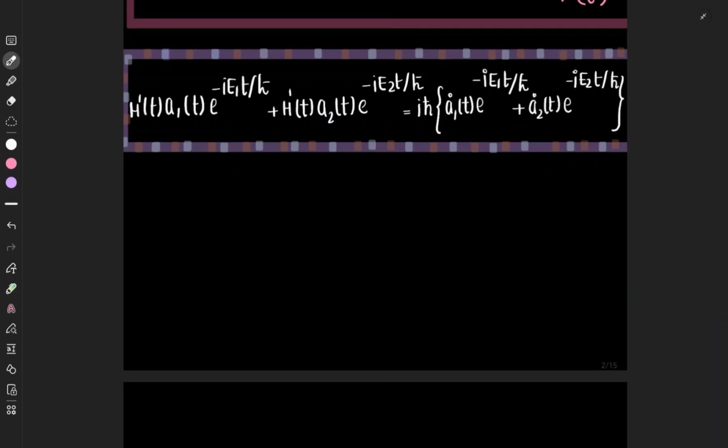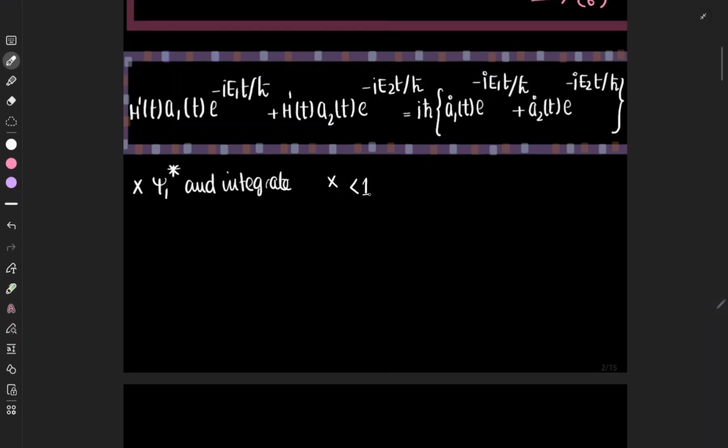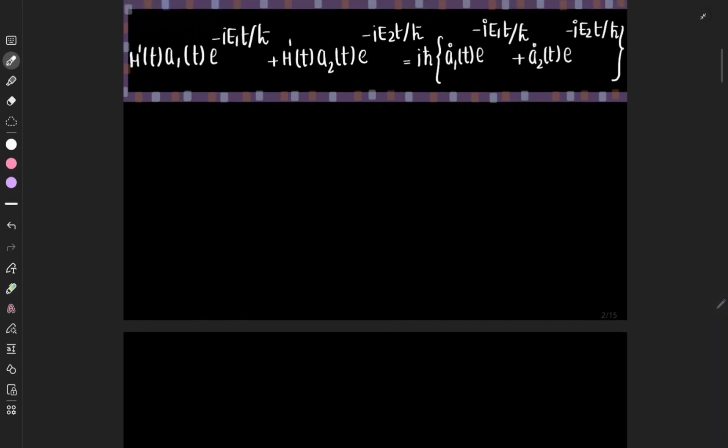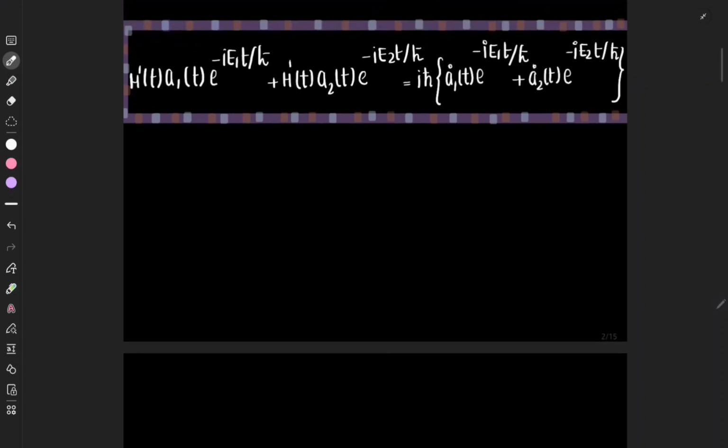So to solve this equation, what you're going to do next is we'll multiply with ket1 star, psi1 star, and then integrate, or maybe a simpler calculation. What we can do is we just have to multiply by bra1. Okay, it's just simple math. You just have to multiply with bra1 and solve it. So you can pause the video and solve it.